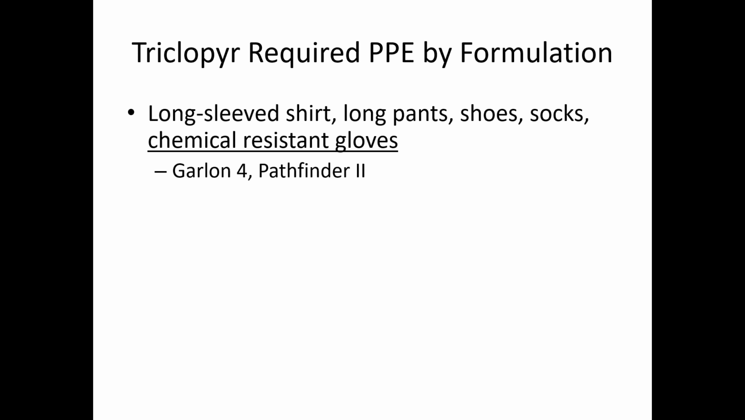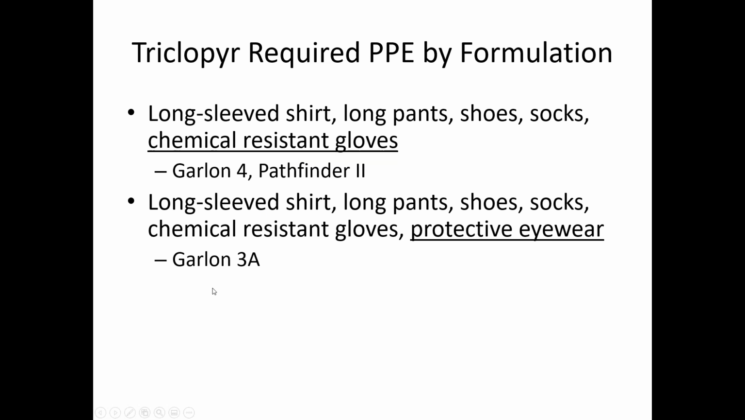The PPE required by formulation is also different on the labels, okay? For Garlon 4 and Pathfinder 2, that will be your Ester formulations, long sleeve shirt, of course, long pants, shoes, and socks. Those are standard, also including chemical resistant gloves. All right, we go to Garlon 3A. We have long sleeve shirt, long pants, shoes, socks, chemical resistant gloves, and in this case, the addition of protective eyewear. Now, it's okay for you to use more PPE than the label requires, and I recommend always wearing protective eyewear no matter what pesticide you are applying. Go ahead and get comfortable wearing it so that you are okay when you do need to wear it.